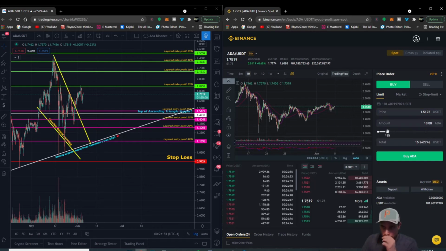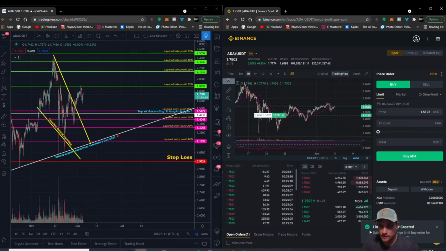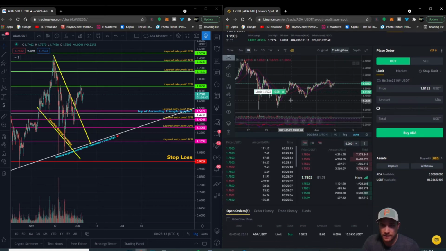The minimum order on here I believe is 10, so let's say we do the 15% that we have listed. So we place the order on there that gives us 10 ADA that would purchase if the price action comes down to $1.5122. So we have our first limit buy order created. If you look on the chart here, it will show you where your order is sitting. So now we have our order sitting right here, just waiting to be picked up.